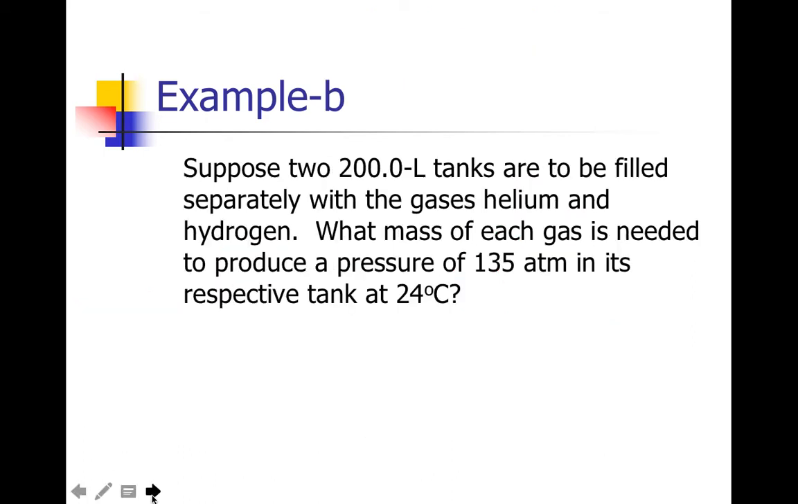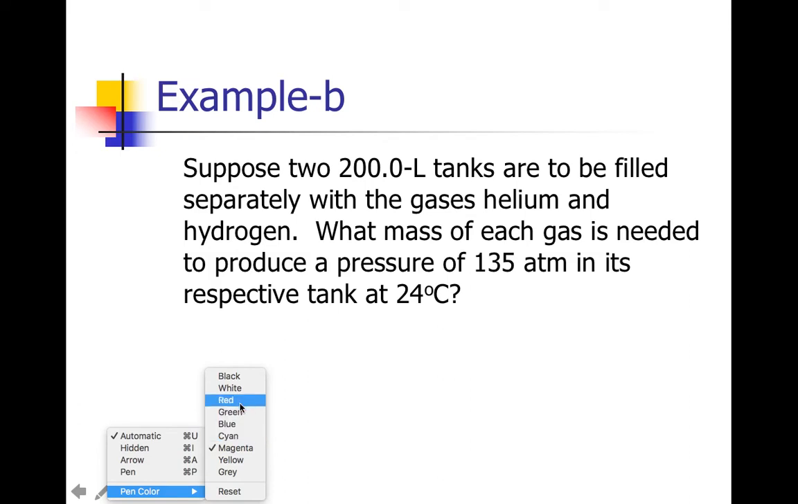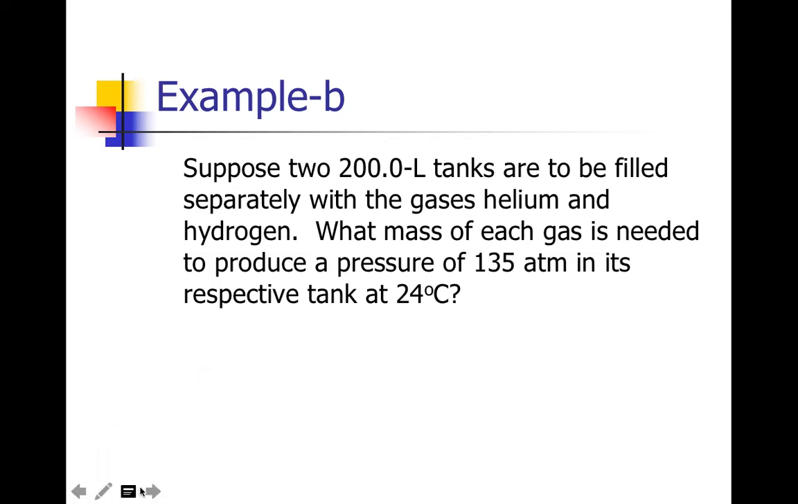The second example says, suppose you have two 200 liter tanks that are to be filled separately with gases of helium and hydrogen. We want to know what mass of each gas is needed to produce a pressure of 135 atmospheres in its respective tank at 24 degrees Celsius. So I'm going to underline the numbers and units that I'm given in this problem.